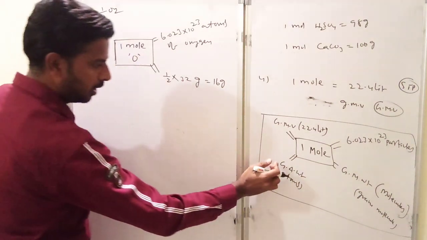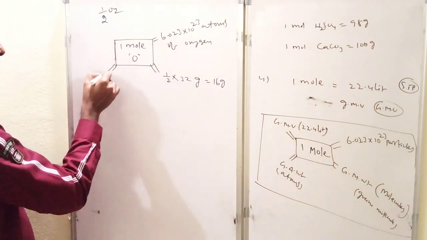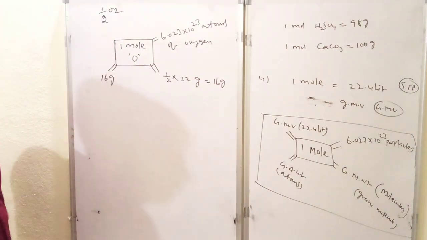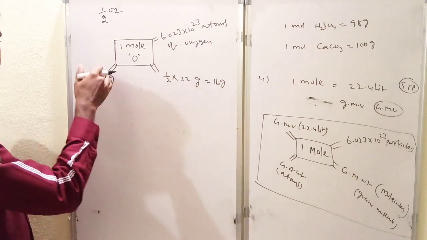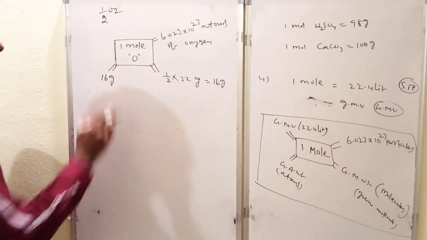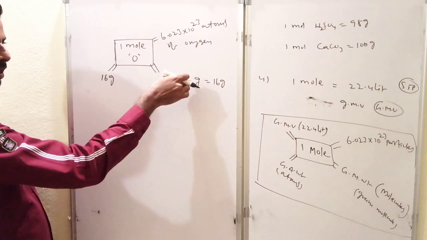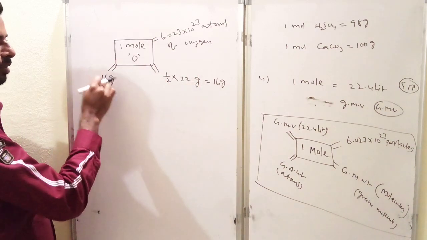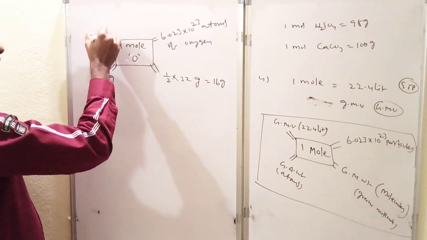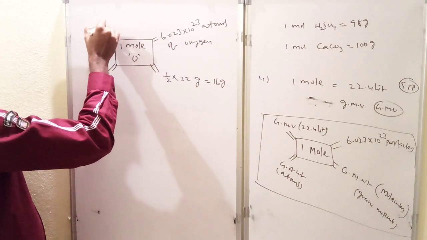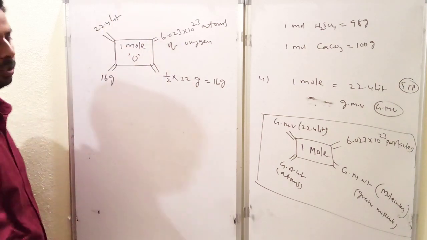Similarly, if you apply gram atomic weight, already it is an atom. What do you get here directly? 16 grams. So both are the same here, nothing different. Because here oxygen we are converting into a molecule, hence we wrote it. But in general notation we can take any one. Now 1 mole of oxygen atoms occupies 22.4 liters at STP.